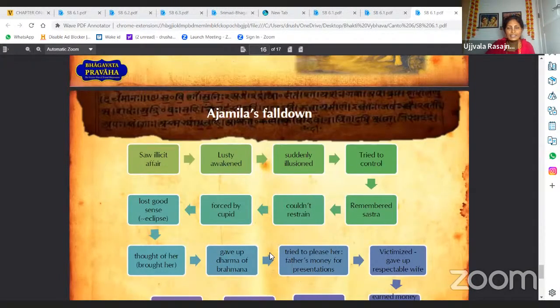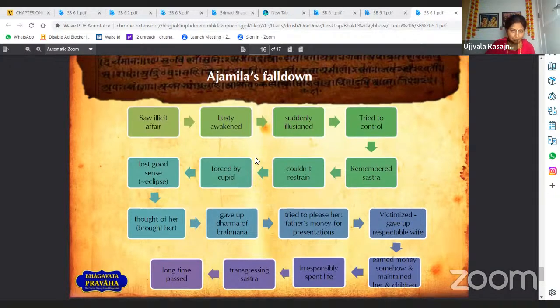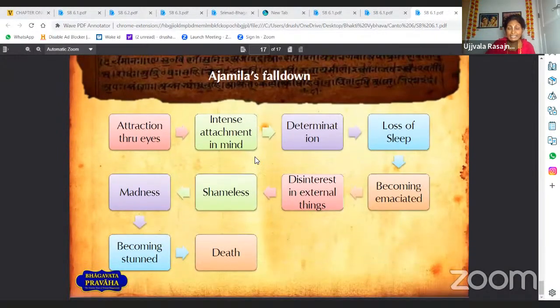What happens when there is lust? When there is kama vasana, lust, what happens? Lust can be on a person or on a thing, anything external. But here, when there is lust on a person, the eyes get fixed on the person, and the mind gets fixed on the person. Yeah, intense attachment.